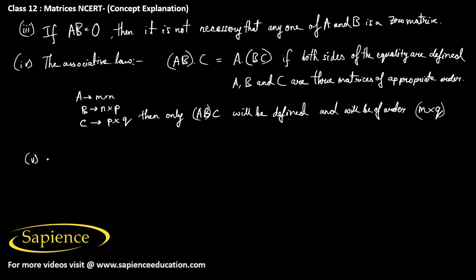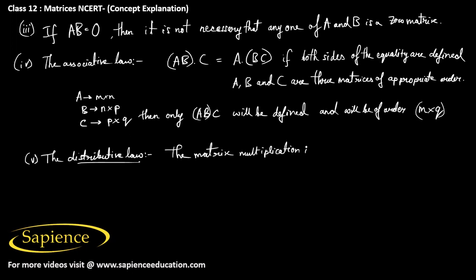Then the fifth property is that matrix multiplication follows the distributive law. It means that matrix multiplication is distributive over addition.